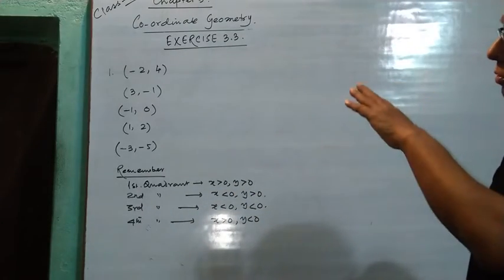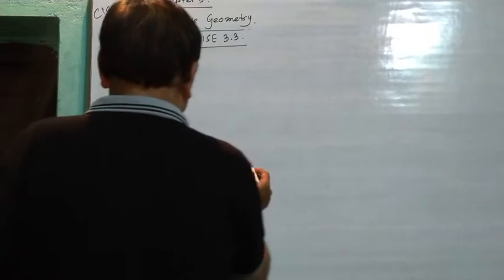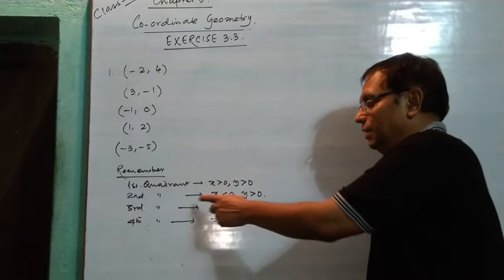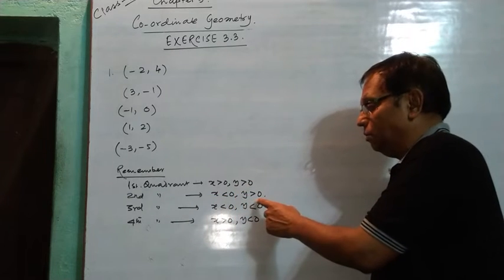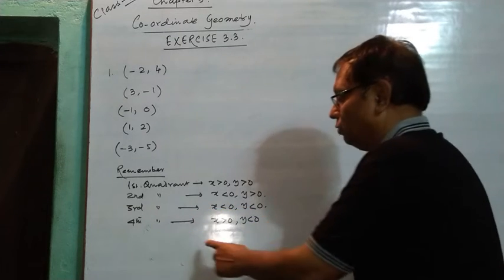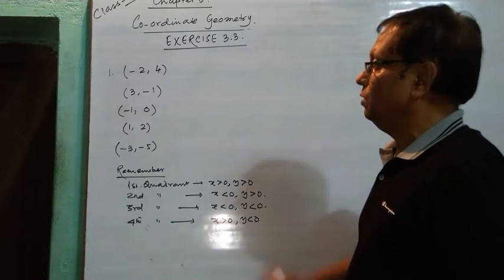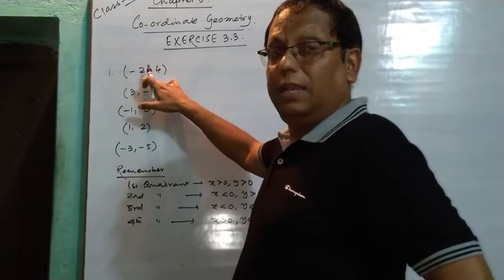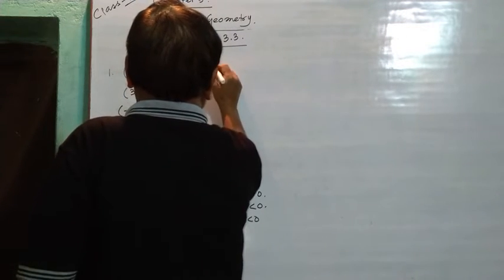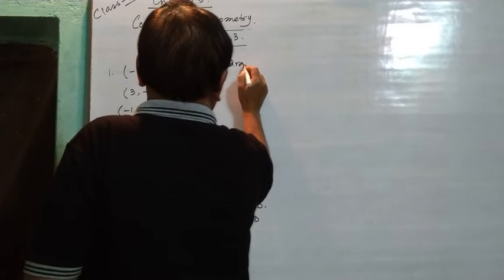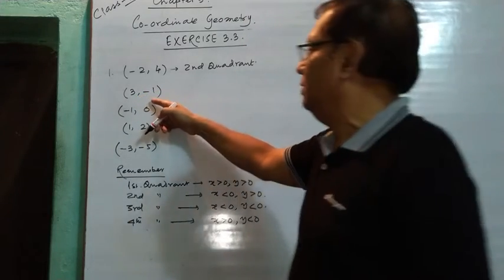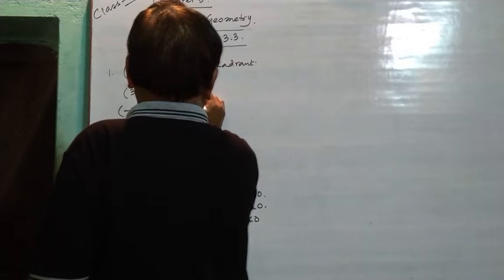Students, before answering this question, you should remember this fact. In the first quadrant, x positive, y positive. In the second quadrant, x negative, y positive. In the third quadrant, x negative, y negative. In the fourth quadrant, x positive, y negative. So this one, x negative, y positive, will be in the second quadrant. X positive, y negative, this will be in the fourth quadrant.